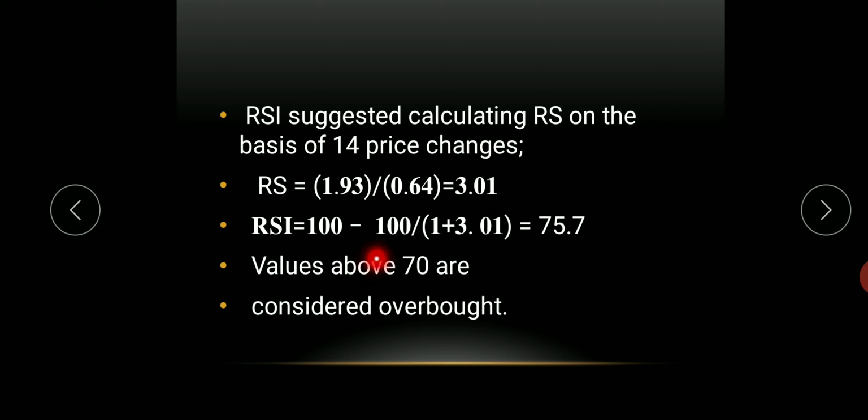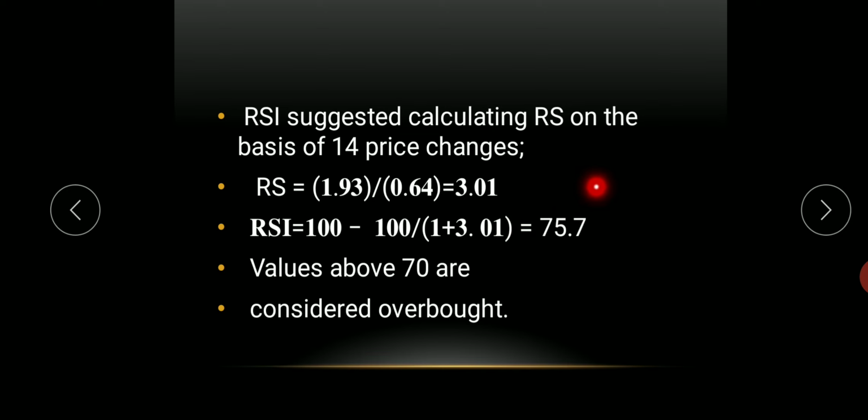So 100 minus 100 divided by 1 plus 3.01 equals 75.7. RSI can be compared with the ideal numbers, that is 50, 30 or 70. If the number is 50, we say that this security is neutral. The average gain and average loss are almost the same, so the security is neutrally sold and neutrally bought.